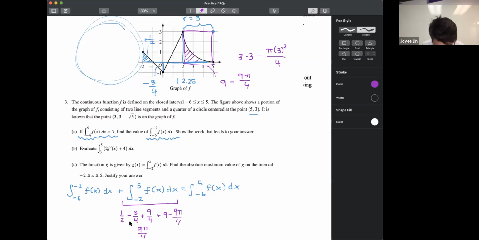Let me see if I have the answer. Negative 9 pi over 4. 3/4 minus 1/2 is 2/4. I thought I had the answer written down here.